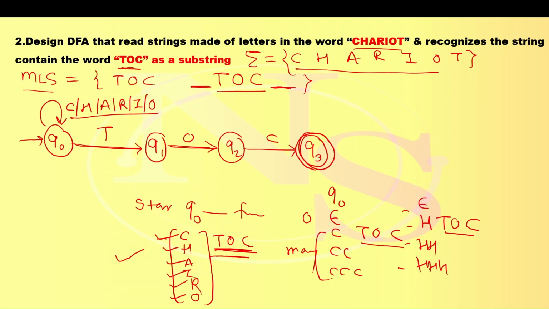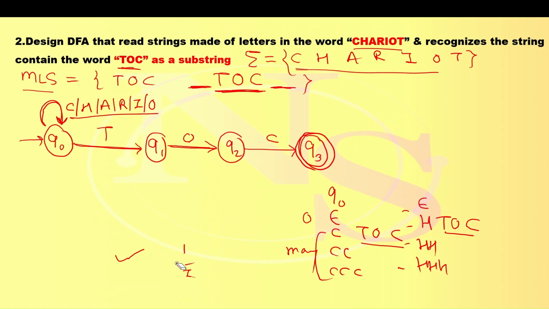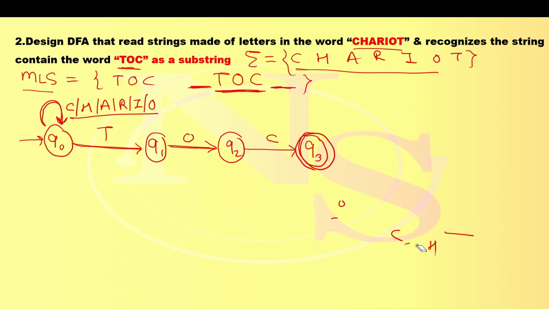This is the label for this self loop. Before reading TOC, any symbol may come 0 or many times. That I have explained in the MLS also. That I have written here. Now Q0 is deterministic. Why? Because from Q0 there are 7 paths, 7 transitions for all the symbols given in the sigma. Here sigma is given indirectly. Sigma consists of the letters of the word CHARIOT.